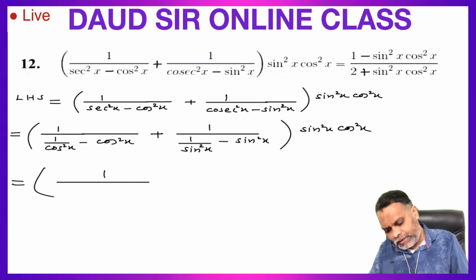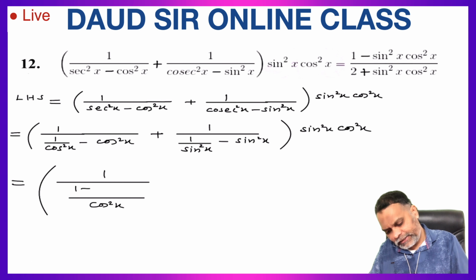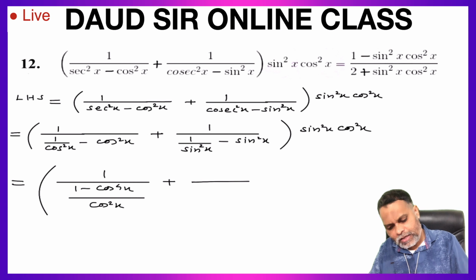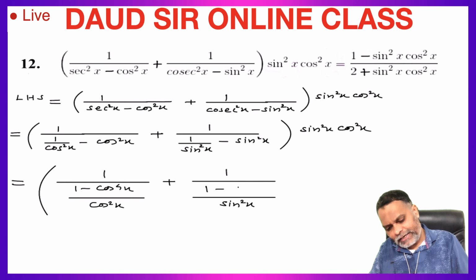1 upon here, LCM is cos square x. So 1 minus cos raised to the power 4x plus, again take LCM in denominator, 1 upon LCM is sin square x, 1 minus sin raised to the power 4x into sin square x into cos square x as it is.